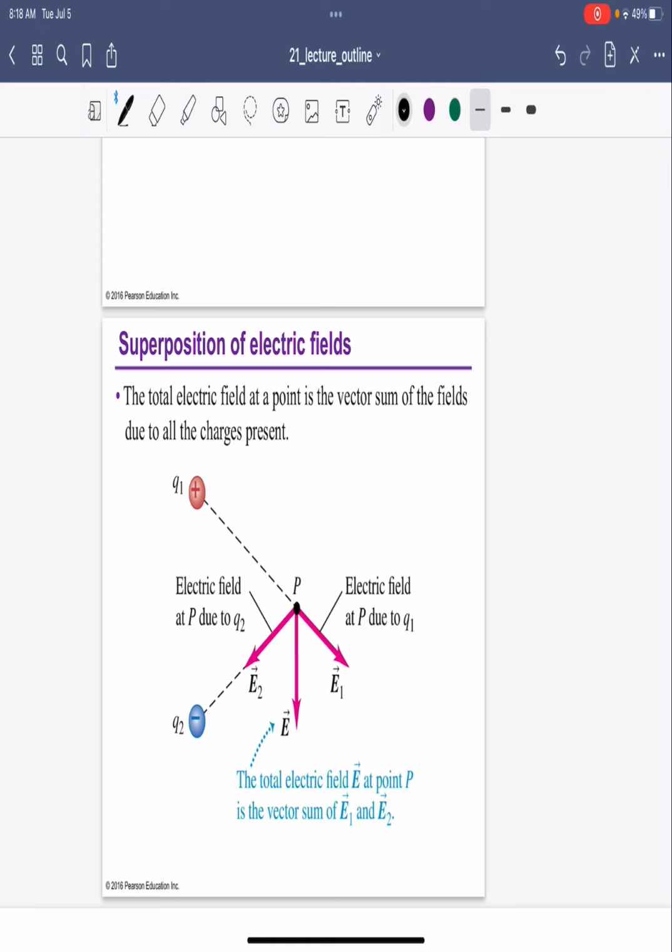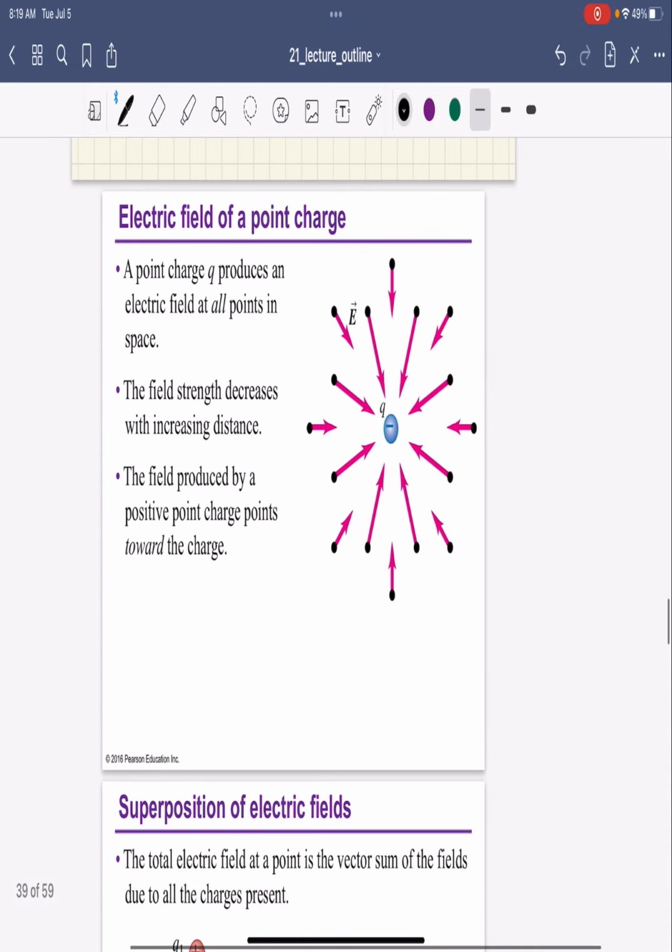As I showed you, if I have two charges, the electric field resulting from Q1 is going to be in this direction, and the electric field resulting from Q2 is going to be in this direction. Therefore, I can say that the total electric field is the resultant of these E1 and E2.